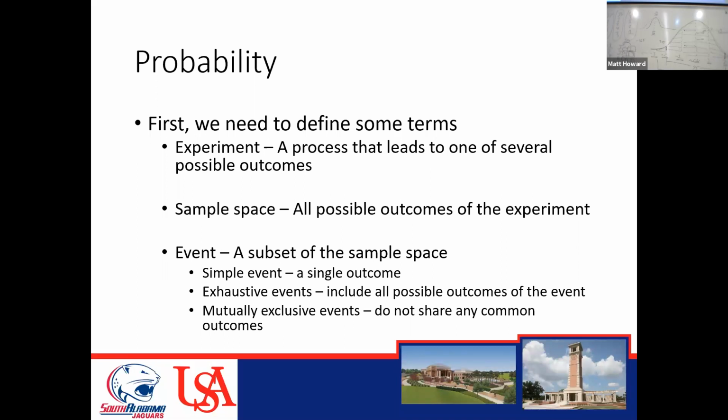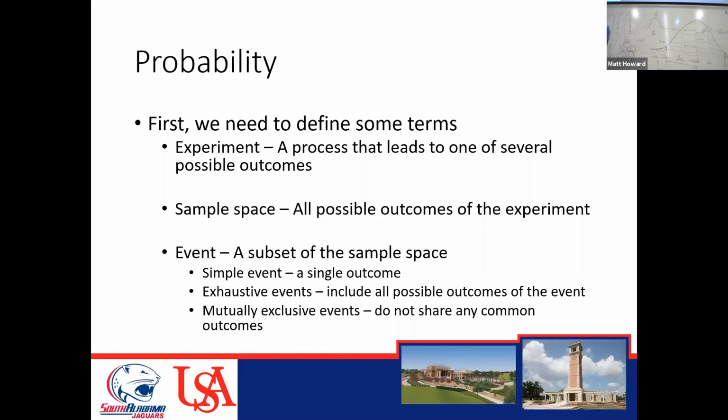Exhaustive events include all possible outcomes of that sample space. So an exhaustive event is if we include every single simple event in that sample space. If we're talking about rolling a dice, we include 1, we include 2, we include 3, we include 4, we include 5, and we include 6.